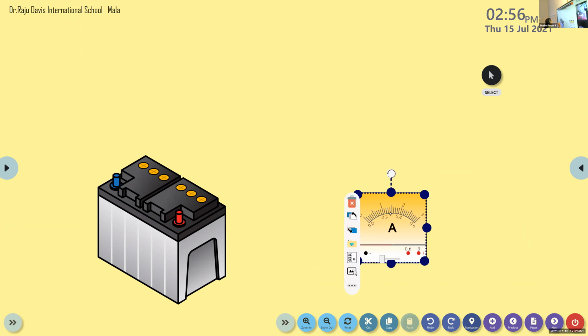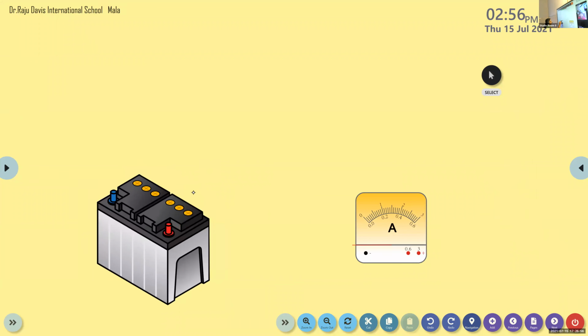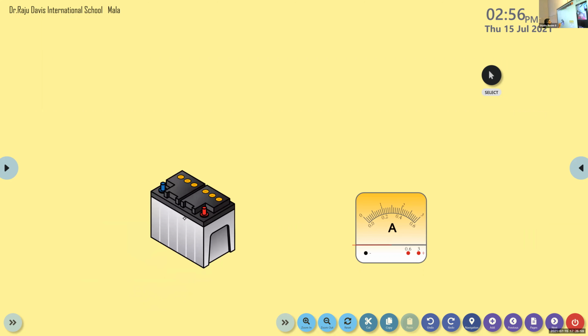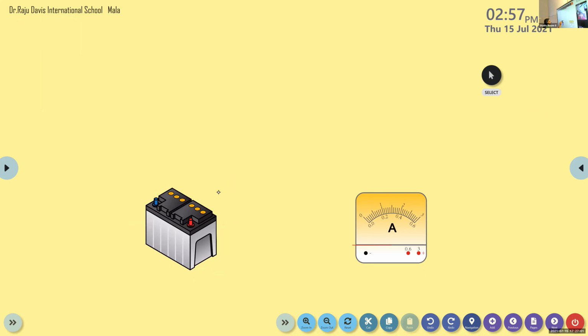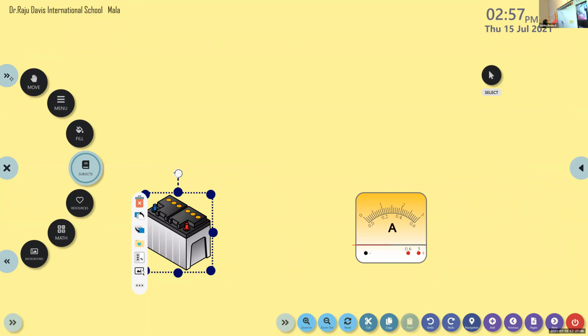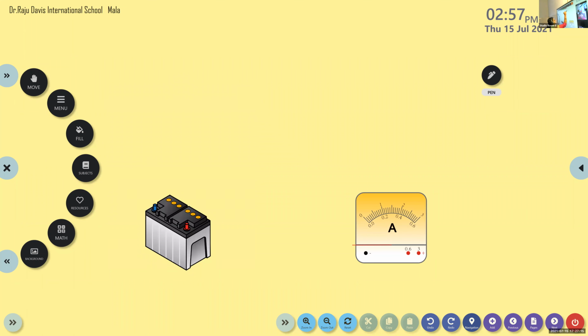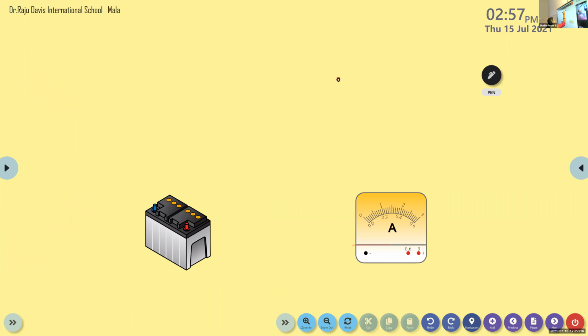Okay. So here we need an ammeter and a cell. Then one more thing that we need. What is that? Key. Here we have a key. This is the representation of the key in a circuit. This is key. This is ammeter.